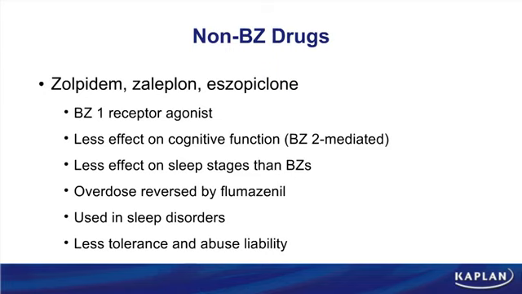We have some non-benzodiazepine drugs we should consider as well. This includes the drugs zolpidem, zaleplon, and even the drug eszopiclone. These are BZ1 receptor agonists. They are specific for BZ1 with less effect on BZ2 receptors. That means these drugs are going to have less effect on cognitive function.